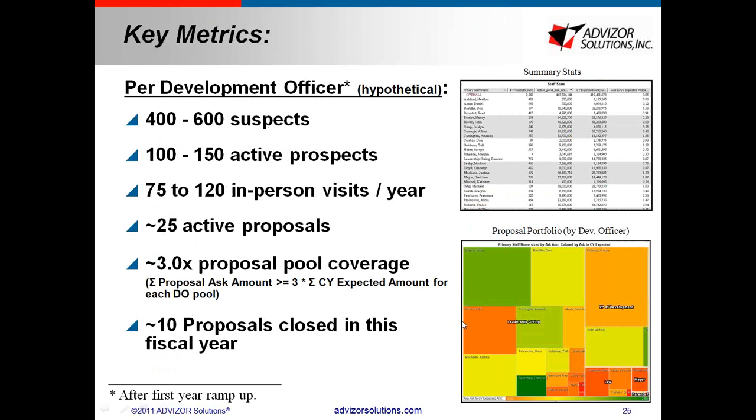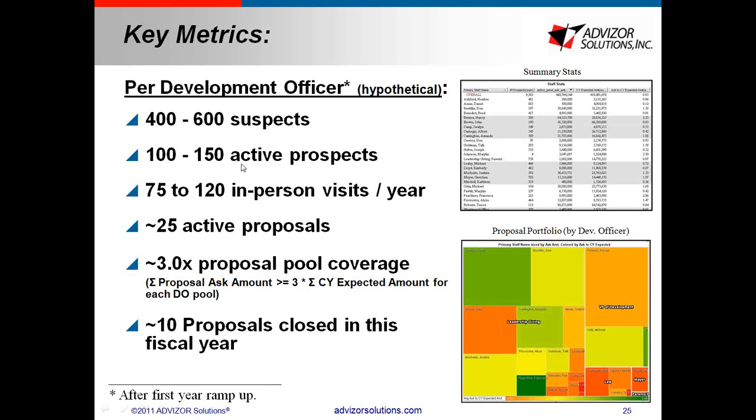There's a set of principles that we've seen apply, whether it's healthcare fundraising at this level, or higher ed, or philanthropic. Each development officer has a set of suspects, and also in industry, a consultative salesperson can handle 100 to 150 active prospects, not a whole lot more than that. You're trying to get in 75 to 120 in-person visits a year, some a little higher, some a little lower, but those are sort of bounds that seem to be workable.